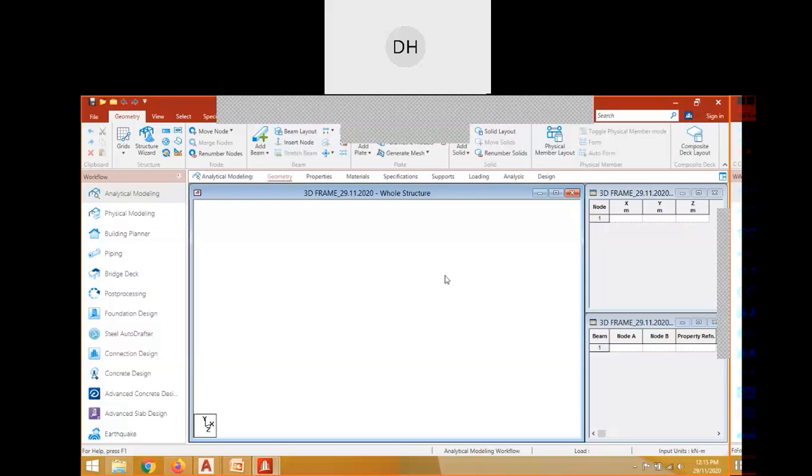Sometimes the geometry may be complicated, sometimes it may be very simple. For the particular structure, you can create the geometry as you desire. For example, I can create the node, join the beam in between the nodes, and then replicate in the X direction, or I can create all columns in the X direction and then replicate in the Y direction. So there are a number of ways of creating the geometry.